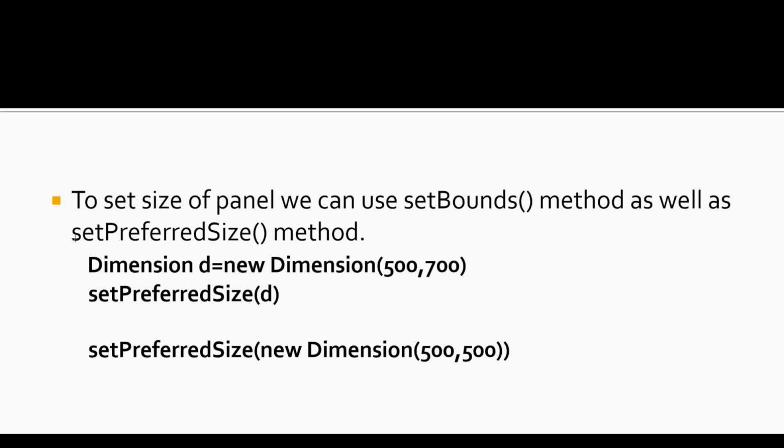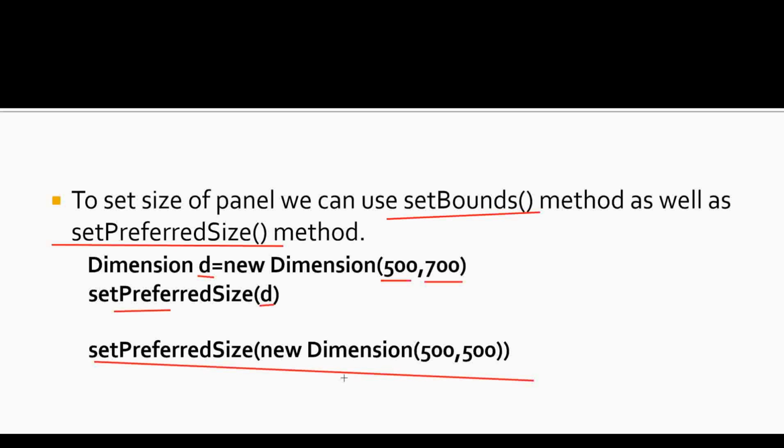Now let's see how to use panel in a program. To set the size of panel, we can use setBounds method as well as setPreferredSize method. Here I created an object of Dimension class t with two integer parameters. Here 500 is the width and 700 is the height of panel, and here we just pass the object of Dimension class t in setPreferredSize method. We can also set size like this. Here I pass Dimension class without creating an object of Dimension class in setPreferredSize method.